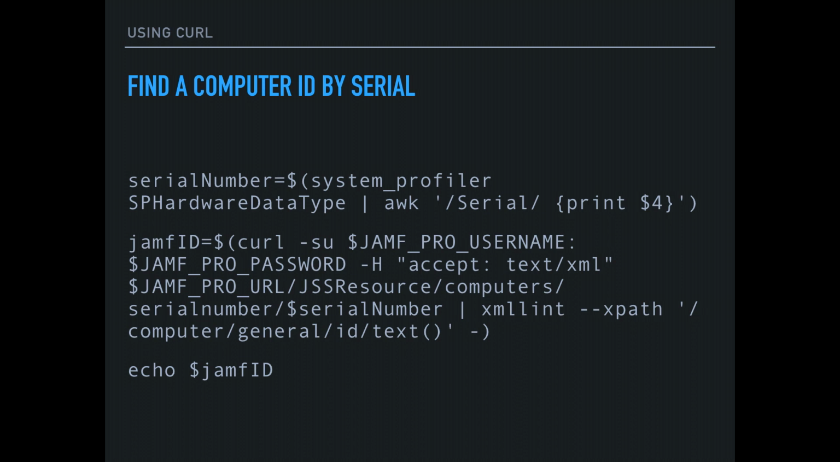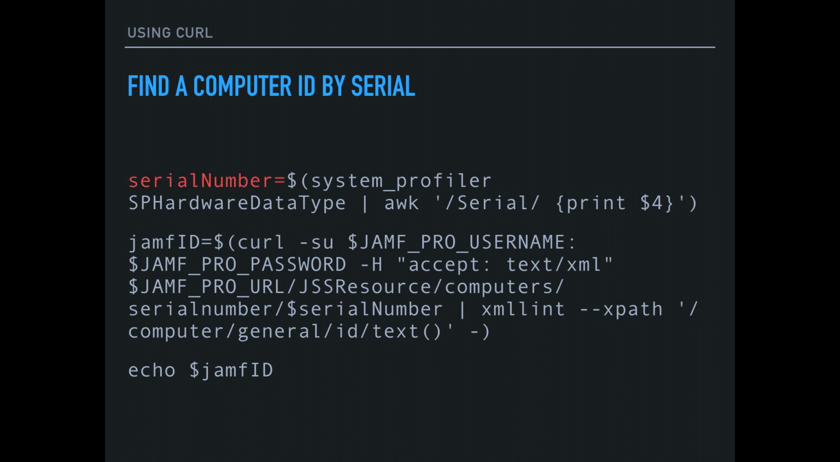So for our next exercise, we are going to find a computer by serial number. So what this is doing is it's taking the serial number of the computer that we run the code on and doing a Jamf API call to actually find the serial number. So there's a lot going on there. Let's break this down.